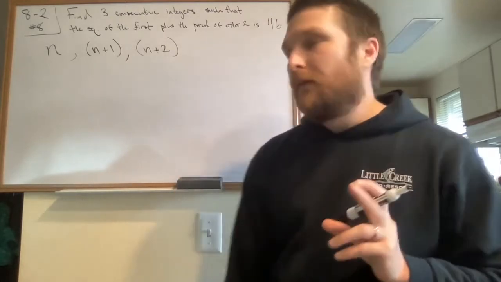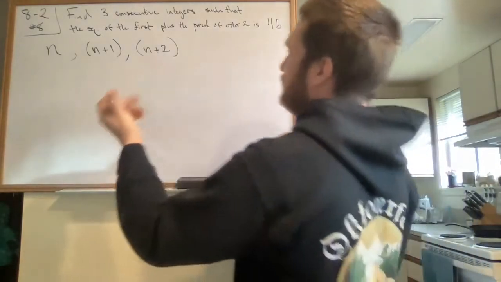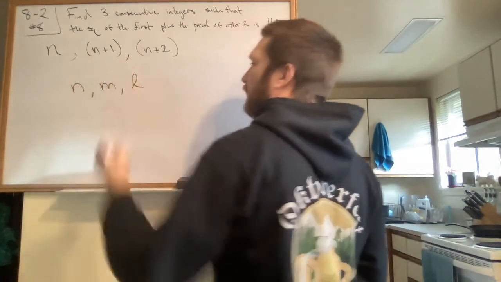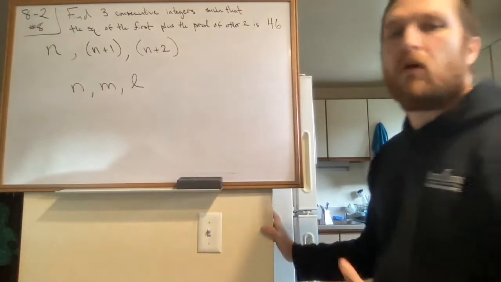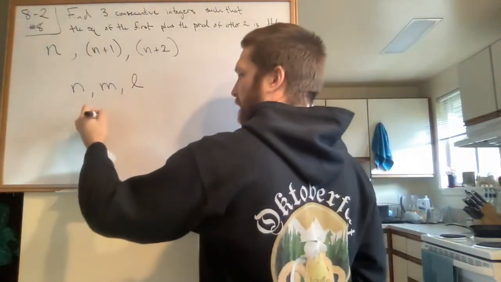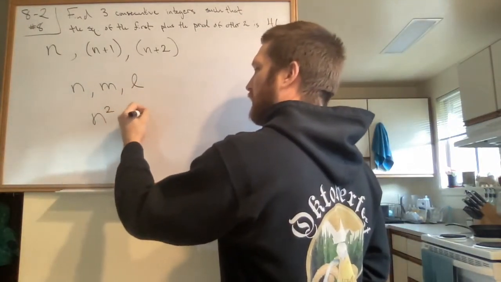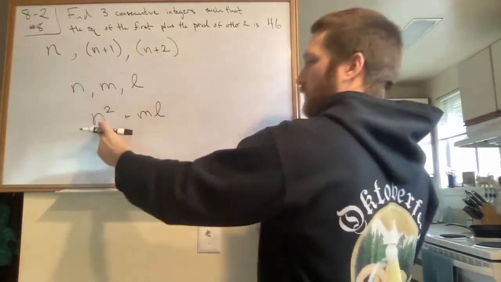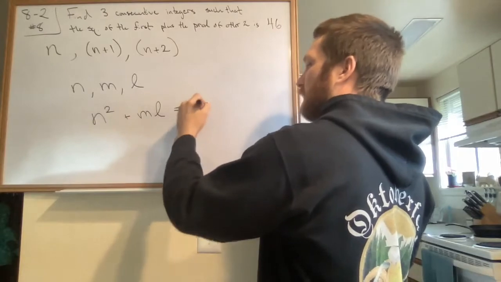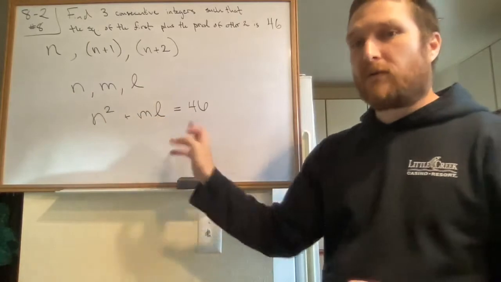We could do, which is not going to help us, but we could say, well, okay, 3 consecutive integers. How about n, m, and l? We'll call those our 3 consecutive integers. And it says the square of the first, n squared, plus the product of the other 2, m times l. So the square of the first plus the product of the other 2 is equal to 46. You go, okay, there's my equation. Yeah, but that equation has 3 unknowns in it, right?